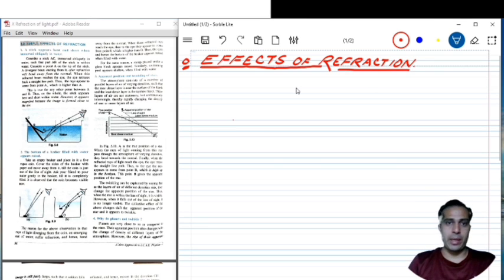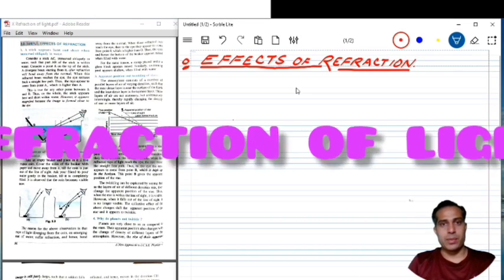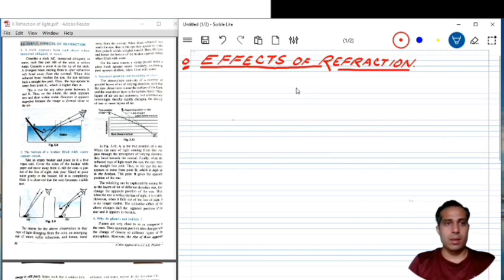Today we are continuing again with the same chapter, that is the refraction of light of standard 10th. Our today's topic is the simple effects of refraction of light. So what are the effects of refraction? Some of the basic, common effects that we are going to discuss.